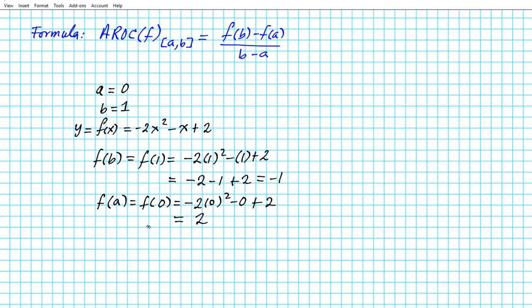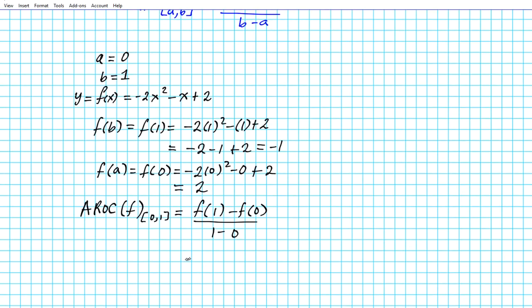Now let's go ahead and write down the formula again. So the average rate of change of this function f from where to where? From 0 to 1 is given by f of b, which is f of 1, minus f of a, which is f of 0, divided by 1 minus 0. We already know what f of 1 and f of 0 are. So f of 1 is negative 1. F of 0 is 2. So we have negative 1 minus 2 divided by 1 minus 0, which is just 1. And then if you PEMDAS this expression right here, you get negative 3 as your average rate of change.